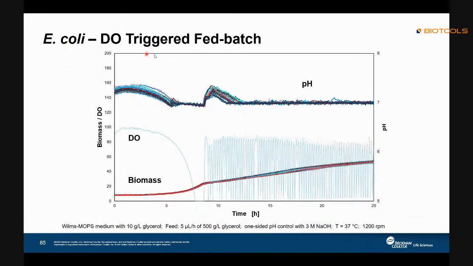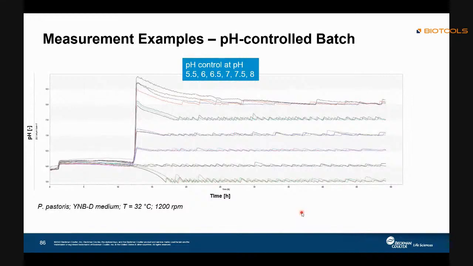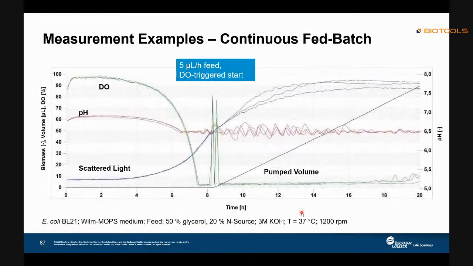So this is another example, which will be the E. coli DO tracker feedback. You can see when the DO is dropping, then we ask the instrument to feed, and we also control the pH value with sodium hydroxide. And besides the DO tracker, this is the pH controlled batch, so we can control the pH at different values to see what the change will look like.